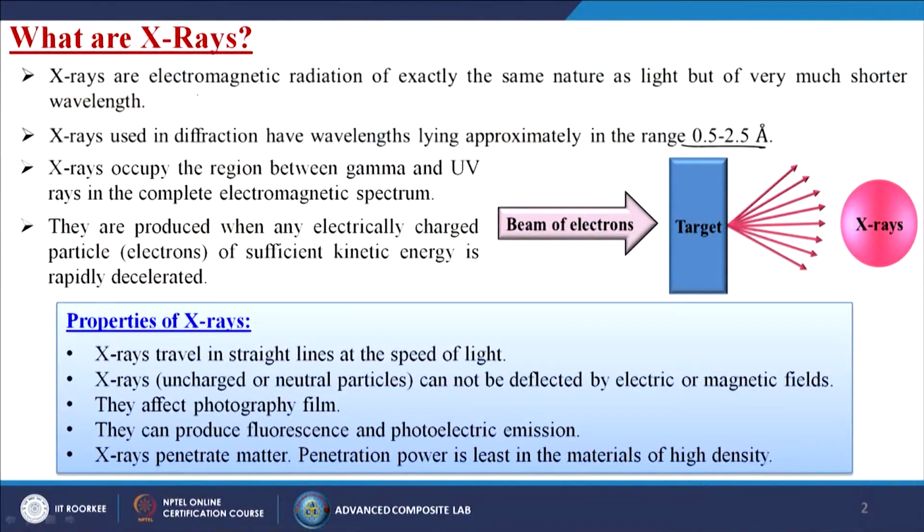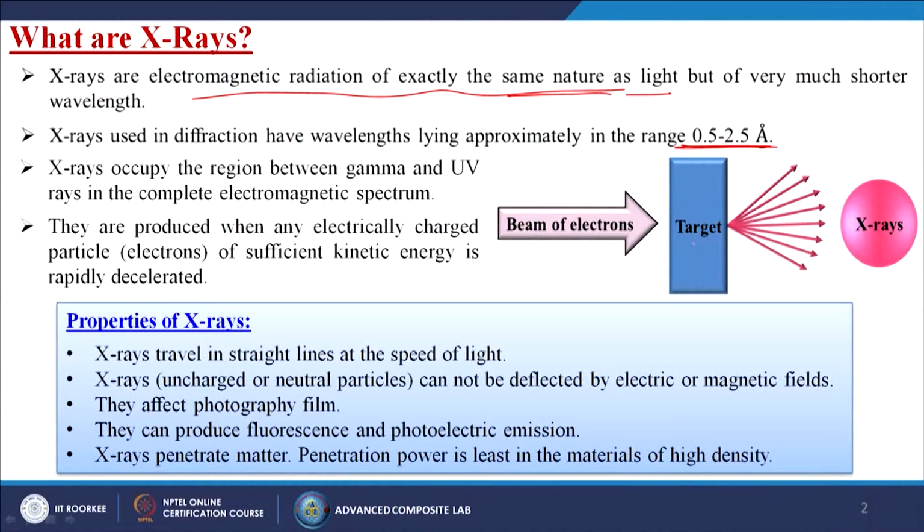X-rays are electromagnetic radiations of exactly the same nature as light, but of very much shorter wavelength. X-rays used in diffraction have wavelengths lying approximately in the range of 0.5 to 2.5 angstrom. X-rays occupy the region between the gamma and UV rays in the complete electromagnetic spectrum, which I will show you later. They are produced when any electrically charged particles like electrons of sufficient kinetic energy are rapidly decelerated. Here the beam of electrons is hitting the target, and from that the X-ray is generated.